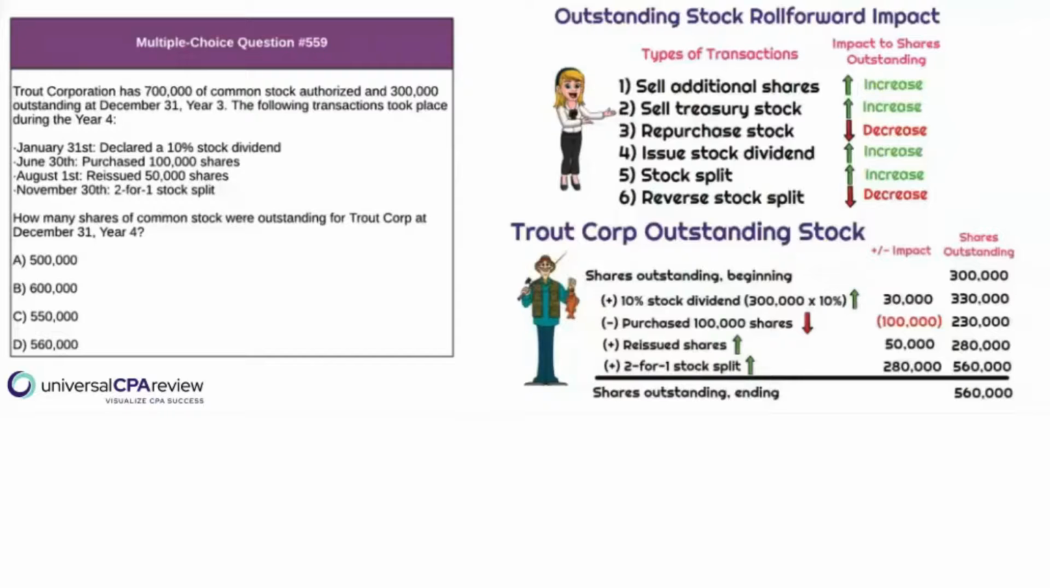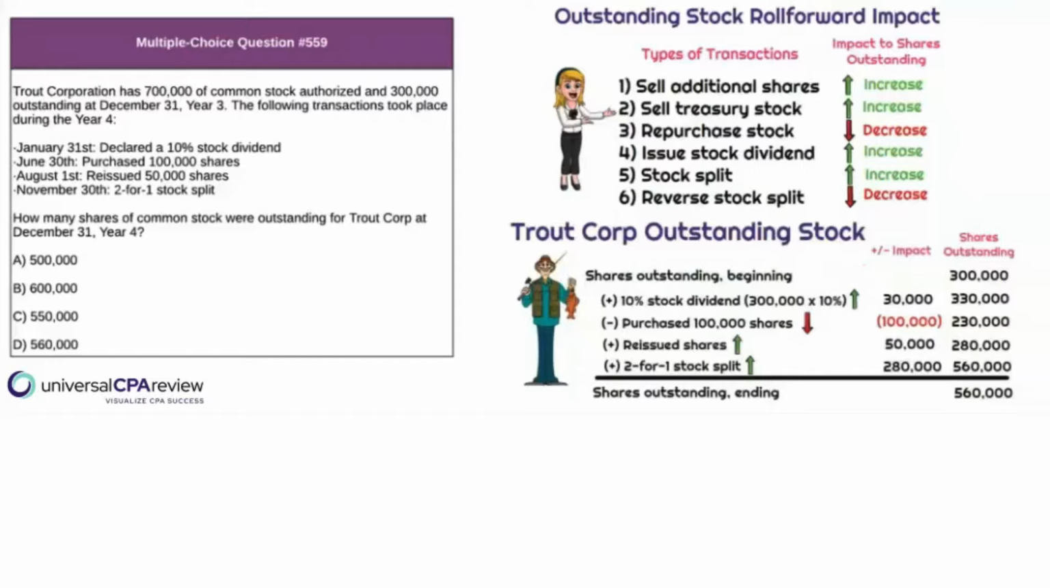So on the first one, the company declared a 10% stock dividend. Well, what we need to know is that stock dividend is based on the number of shares outstanding on January 31st. So since nothing's happened so far, those 300,000 shares at the end of year 3, that's going to be our base. And we multiply that by 10%, and that means that 30,000 shares are issued from that stock dividend, right? So now we have 330,000 shares.